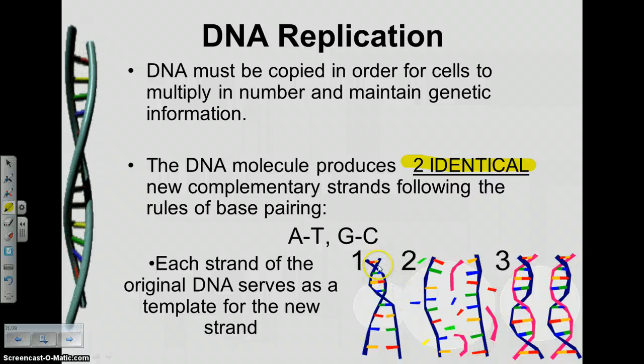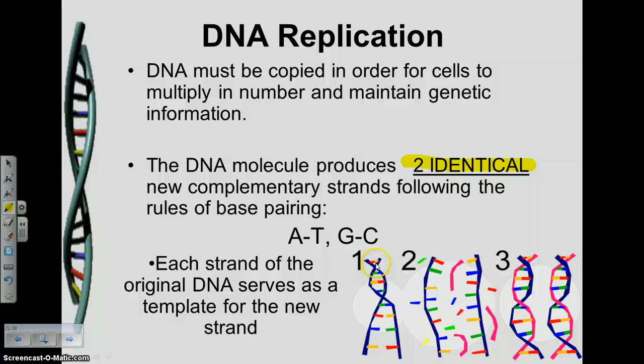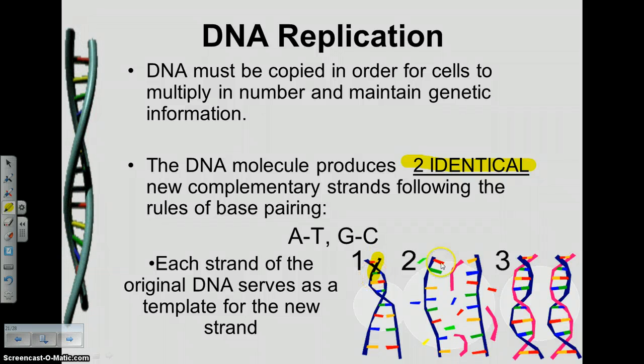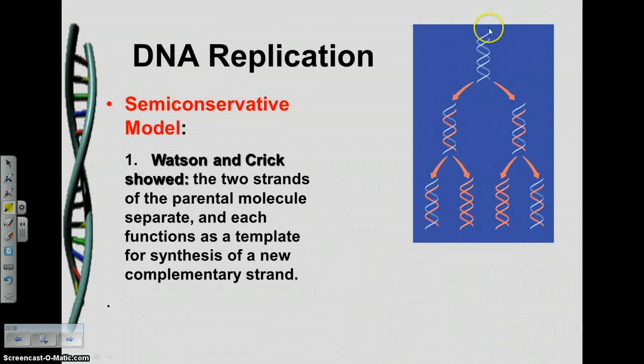You can see in the picture here that the original strand is in blue, and it's serving as a template for our new strand, which is going to get put together piece by piece in our pink strand here. So that we end up with 2 identical copies of our original parent molecule of DNA. So here's a simpler picture showing that. This is called the semi-conservative model.